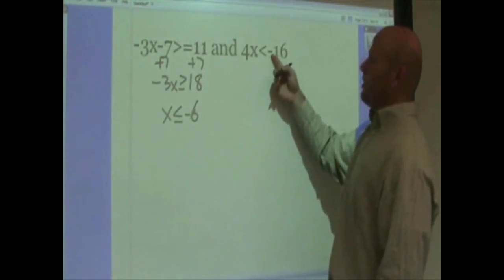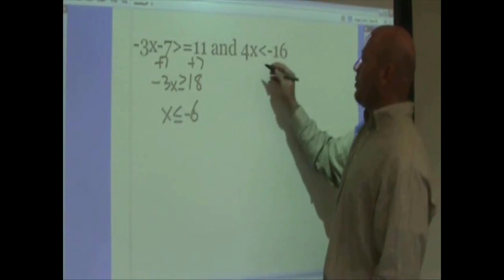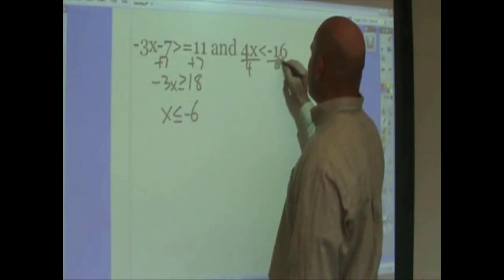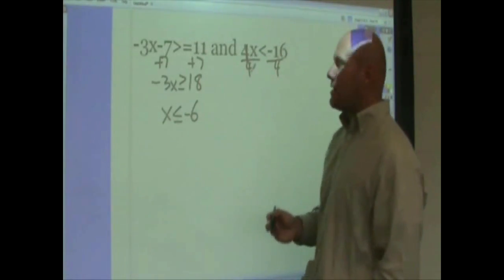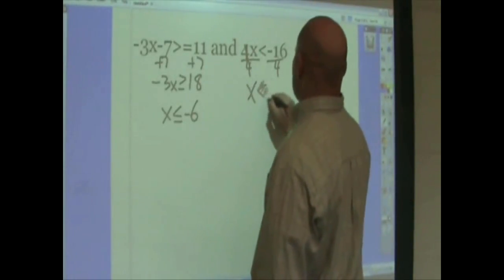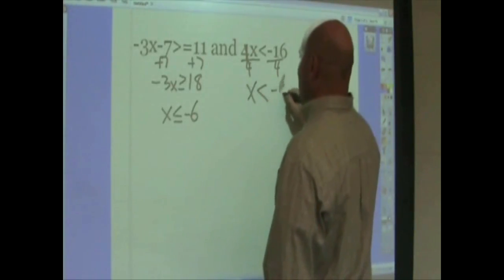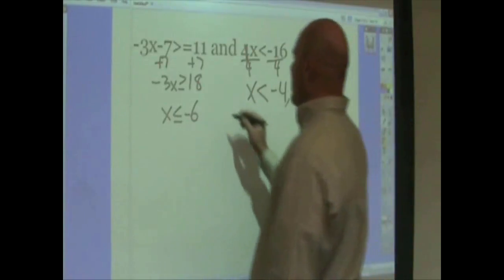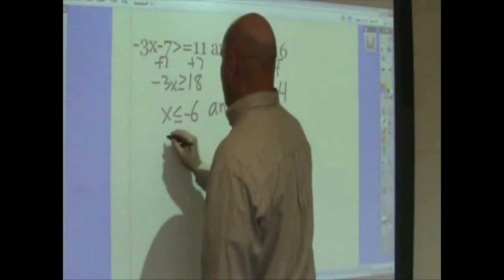All right, on this one's an easy solve. Now notice the negative 16 here. A lot of students are going to want to switch the inequality sign. Don't do that. I'm dividing both sides by positive 4. That's not an inequality sign switch. So x is still just less than negative 4. Now I'm going to remember I have an "and" in here.